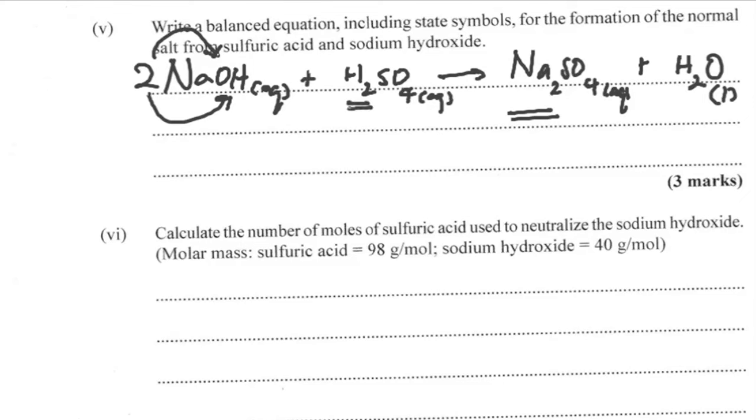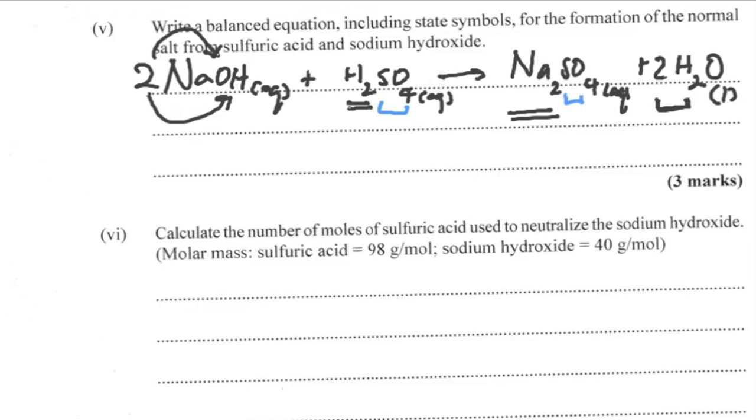So to fix this, we would need to put a 2 in front of the water. So we now have a total of 4 hydrogens on the right and a total of 4 on the left. The sulfate is still intact, so we need not adjust that. That's fine. So everything is balanced right here.